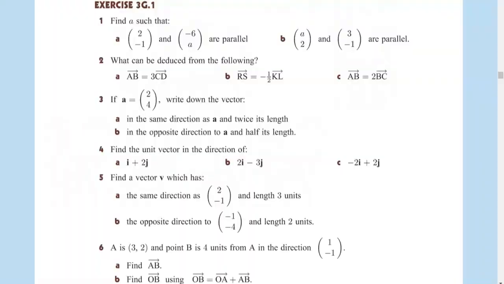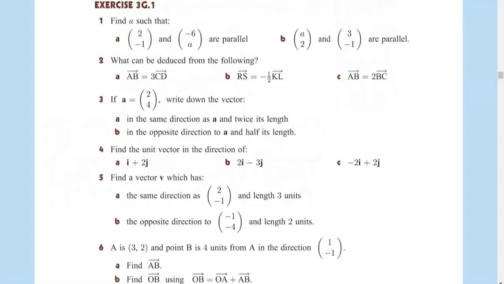Done. We had a couple of questions. What can be deduced from the following? So AB, notice the arrows, equals 3 CD. So that means it's 3 times CD. So a couple of things that we could say about it? What's the first thing? Pardon?